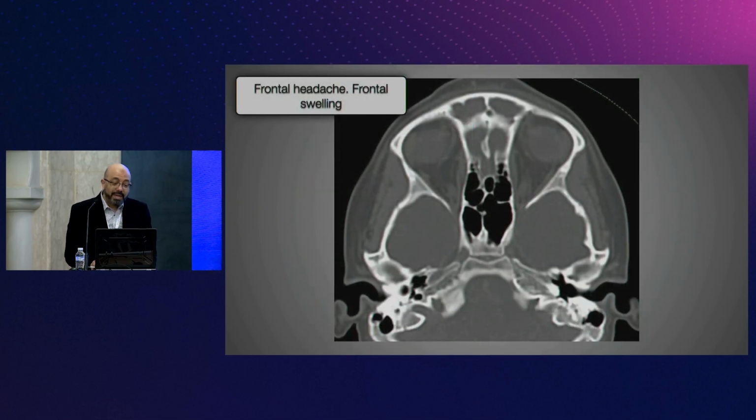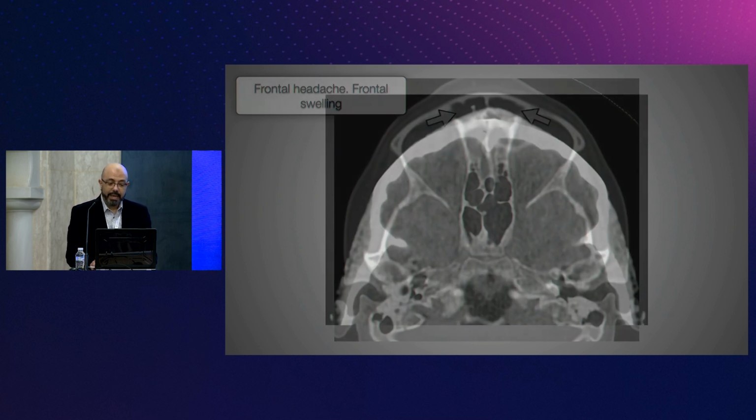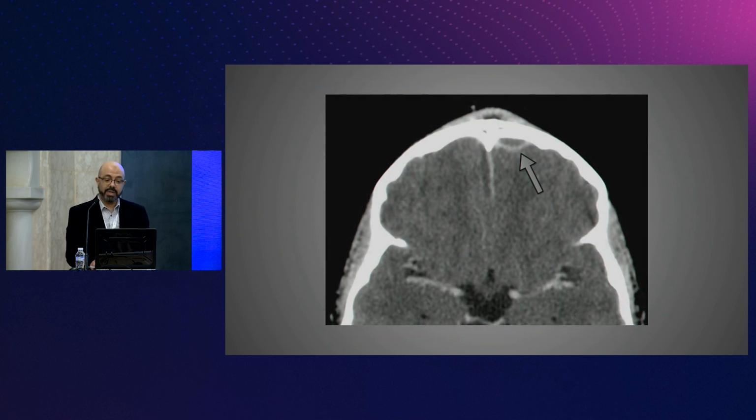Another patient with frontal headache and frontal swelling. We have opacified frontal sinuses, and the infection has spread to the cranial cavity. And again, these are subdural abscesses, not just an epidural abscess. Why? Because they are following the falx. Okay, they are not bound. So they are bound by the falx, by the dural reflection. So it's not epidural, it's subdural.